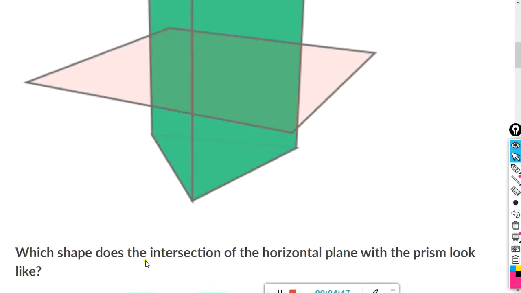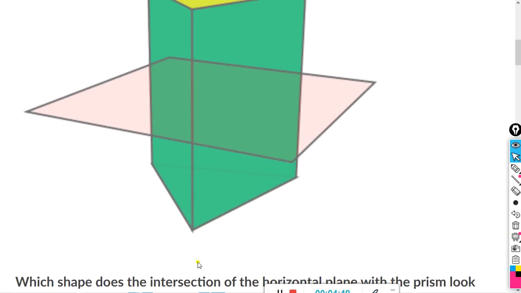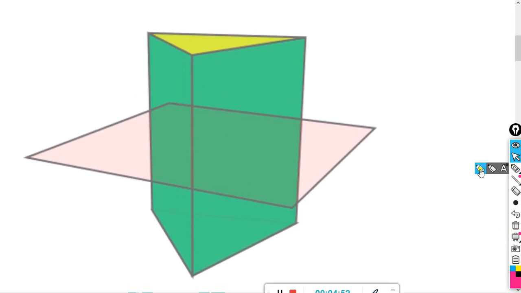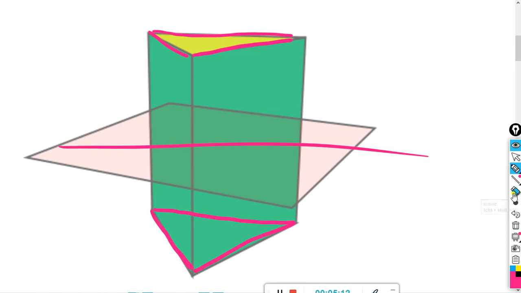What shape does the intersection of the horizontal plane with the prism look like? Okay, so they told us it was a prism. That means it has the same base on the top, that triangular base on the top, and if you can see through this carefully, it has a triangular base on the bottom as well. So if you slice this from left to right, that slice or cross section is going to be the same shape as the top and the bottom. So since this is a triangular prism, the cross section from left to right is going to be a triangle.